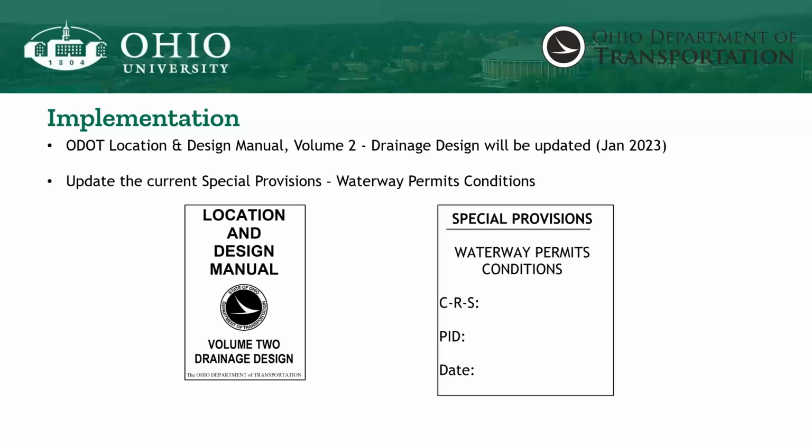For implementation, I was told that the next update of the design manual is coming up in January of next year, I think. So it is going to be implemented, so it will go into the next version. Also, update the current special provision. The current special provision is listing the current flow requirements, so this can be updated and implemented.